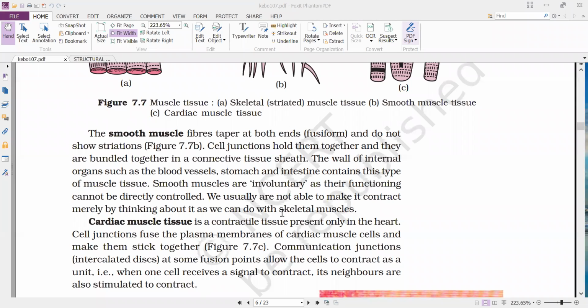That is about smooth muscle. Tomorrow we'll discuss the cardiac muscle.